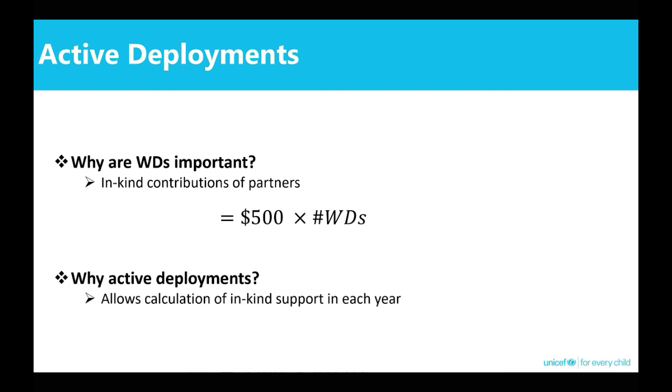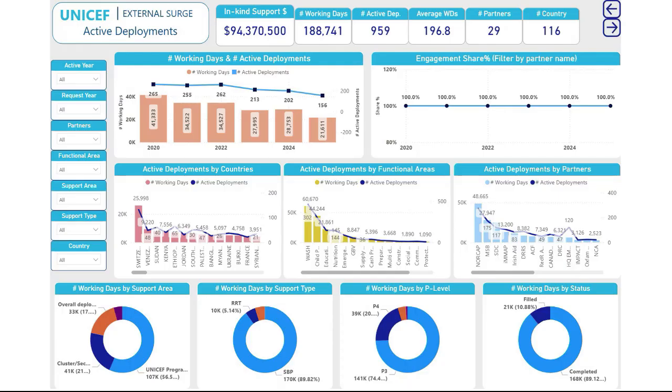The active deployments are important because the number of working days of active deployments directly contribute to the in-kind support provided by partners during that year. Without this, we wouldn't have a reliable way to measure and analyze partners' contributions in each year. That's exactly why we have created a dedicated page for active deployments to study them from multiple perspectives using different visuals. Alright, where to find these metrics?